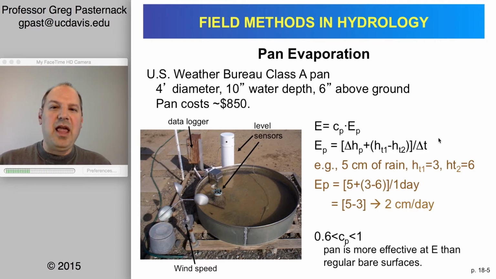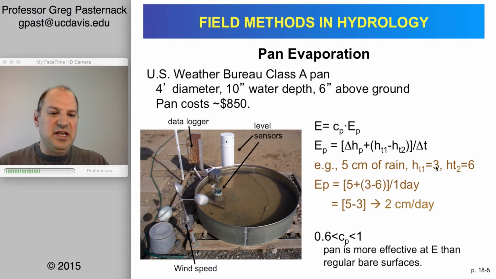Now, it's a little bit more complicated because from the first time you measure to the second time you measure, there might also be precipitation. And that means you have to independently measure the precipitation, because let's say your water level goes from 3 centimeters height to 6 centimeters height. You can't just assume that you've had 3 centimeters of precipitation, because evaporation is taking place at the same time. So if we can independently measure the precipitation and know that it's 5 centimeters of rain, you start with that 5 centimeters of rain, and then you add to it the difference between the initial and after.